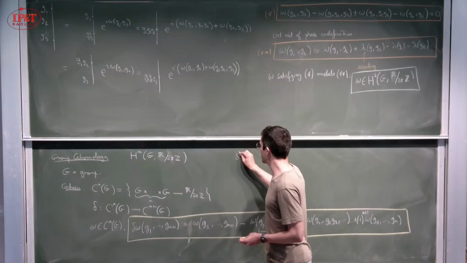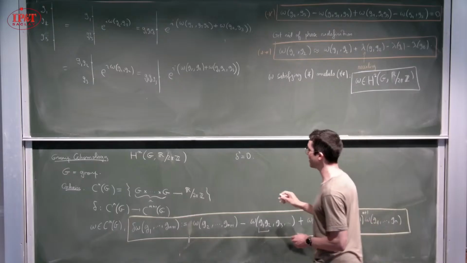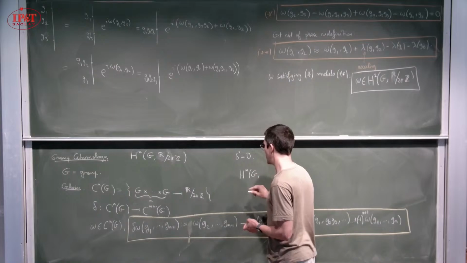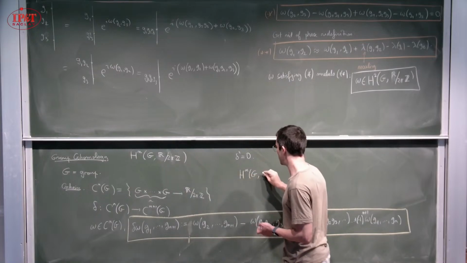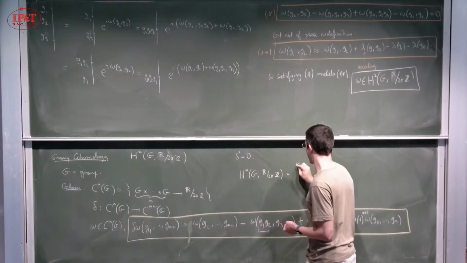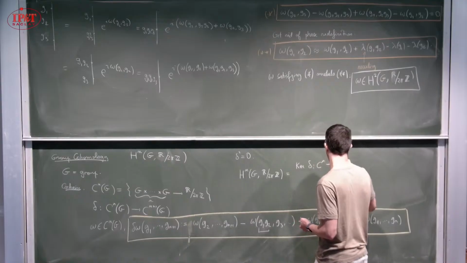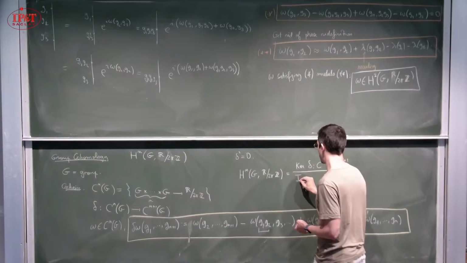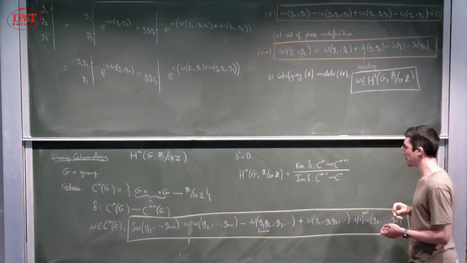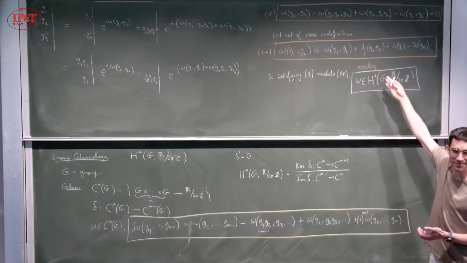Okay, so that's the definition. And then we have that delta squared is 0. That's very easy to check. You should check it, it's fun. And then, because of that, you can define Hn of G with values there, as always, as the kernel of delta, which goes from Cn to Cn plus 1, divided by the image of delta, which goes from Cn minus 1 to Cn. So let's look here.